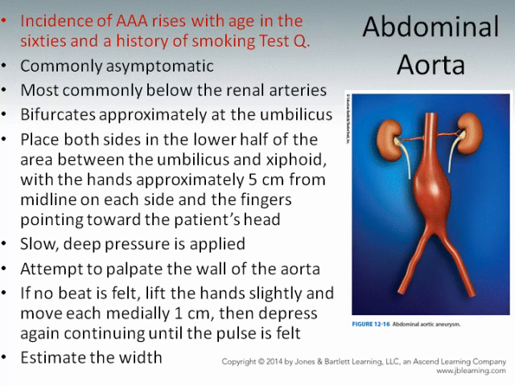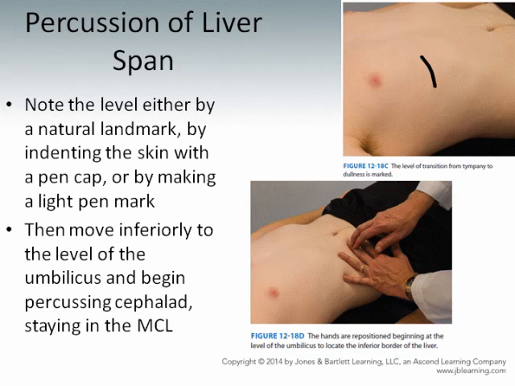It bifurcates approximately at the umbilicus. You want to place both hands in the lower half of the area between the umbilicus and the xiphoid, with the hands approximately 5 centimeters from midline on each side and the fingers pointing toward the patient's head. You want to apply slow, deep pressure, and you just want to palpate the wall of the aorta. If no beat is felt, you want to lift the hand slightly and move each medially 1 centimeter, and then depress again until you can feel it. And then you want to estimate the width.